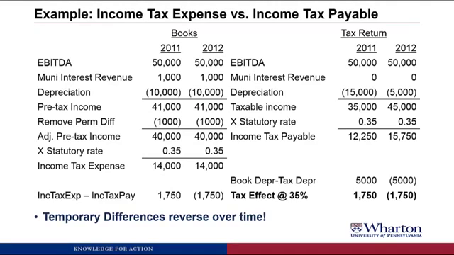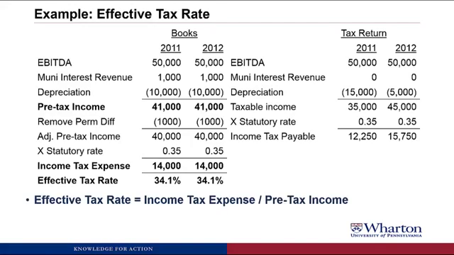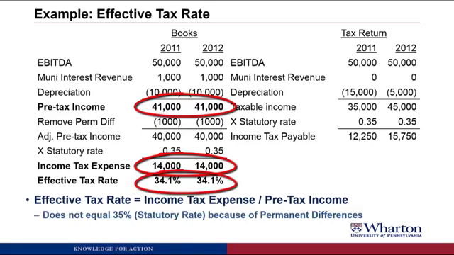Now that we have income tax expense calculated, we can go on and look at something called the effective tax rate, which I talked about on the first slide. So the effective tax rate is defined as the income tax expense on the financial statements divided by the pre-tax income on the financial statements. So in this case, it's $14,000 of income tax expense divided by $41,000 of pre-tax income gives you 34.1%.